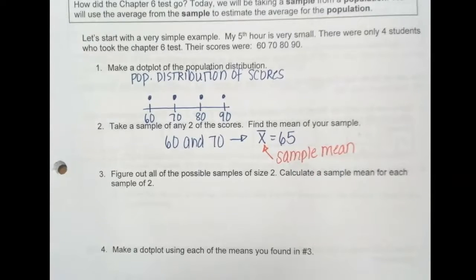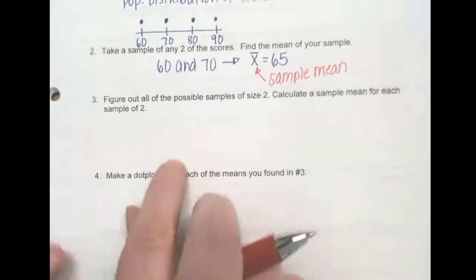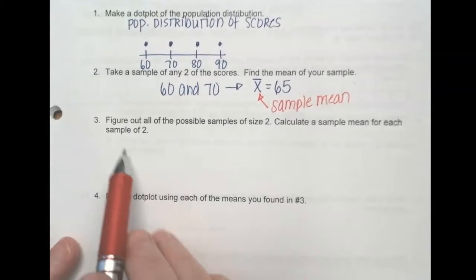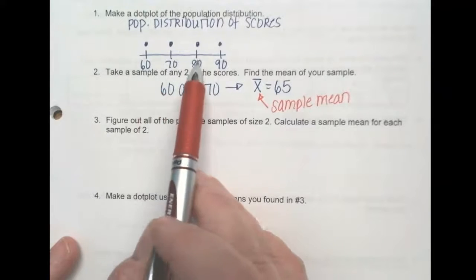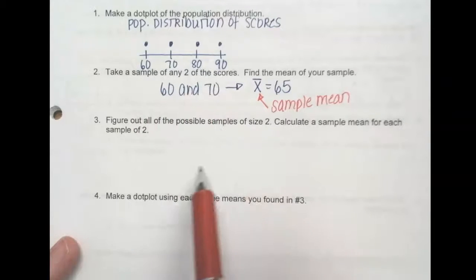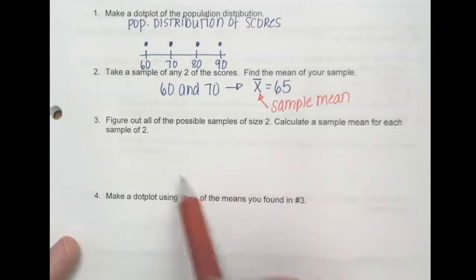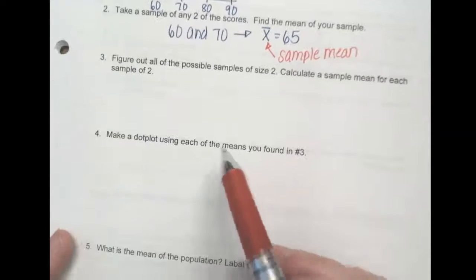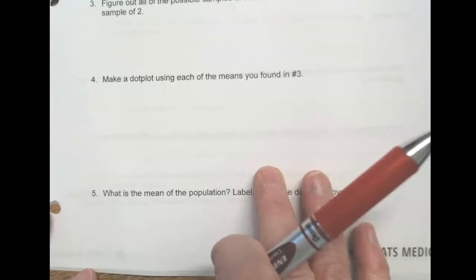Okay, so now the next part, what I want you to do is go find all the possible combinations of a sample size of 2. So I did 60 and 70, then also do 60 and 80, 60 and 90. Get all the possible combinations of 2 and find their averages here. Then you're going to take these numbers and make a dot plot of their distribution. And then we'll come back together.